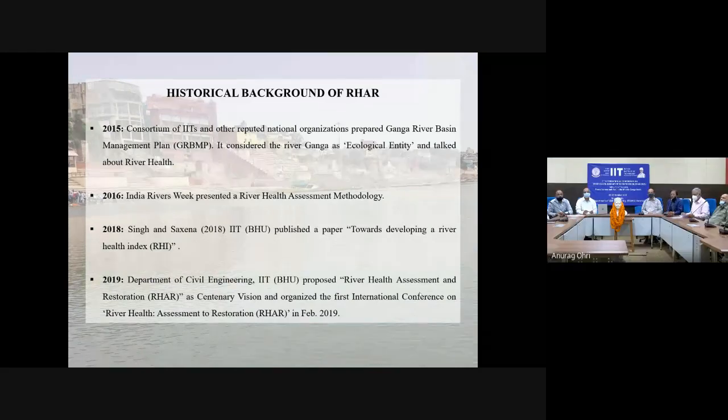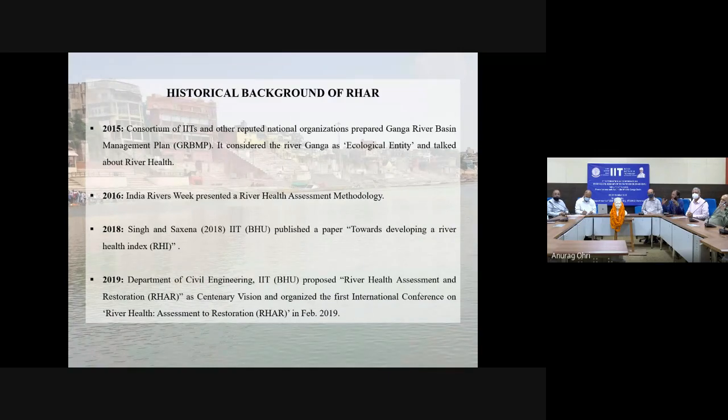Basically, the journey started with preparation of the Ganga River Basin Management Plan, GRBMP 2015, where IIT BHU was also a part of this national mission. And in that plan, River Ganga was accepted as an ecological entity. And from there, it talked about river health. And in 2016, India River Week presented a river health assessment methodology. So, keeping pace with that, we started working at IIT BHU on river health.